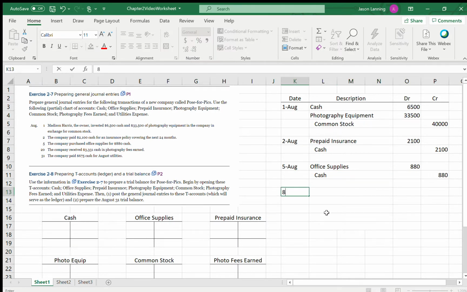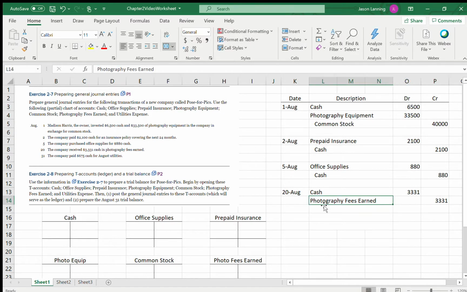Now on August 20th, the company received $3,331 cash in photography fees earned. So what do we get as the company? Well, we got cash. Cash asset. When it increases, we debit it. And we should know that when we receive cash, it's increased from our perspective. And this is for photography fees earned. This is our revenue account. And revenue, remember, is part of equity, and when revenue increases, it is credited.